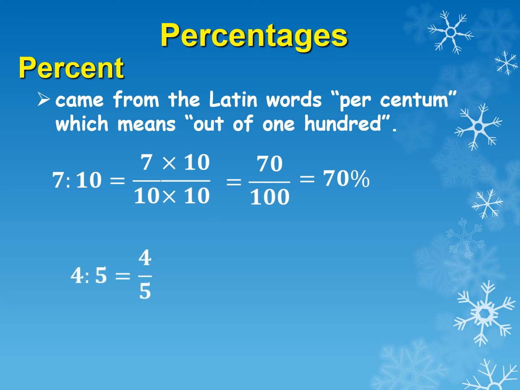Now let us have another one. 4 is to 5 is written as 4 over 5. So think of that number to make your denominator 100. So it is times 20. We are going to multiply both the numerator and the denominator by 20. So 4 times 20 equals 80, and 5 times 20 equals 100. So our denominator is already 100. From here, we can rewrite 80 over 100 as 80%.